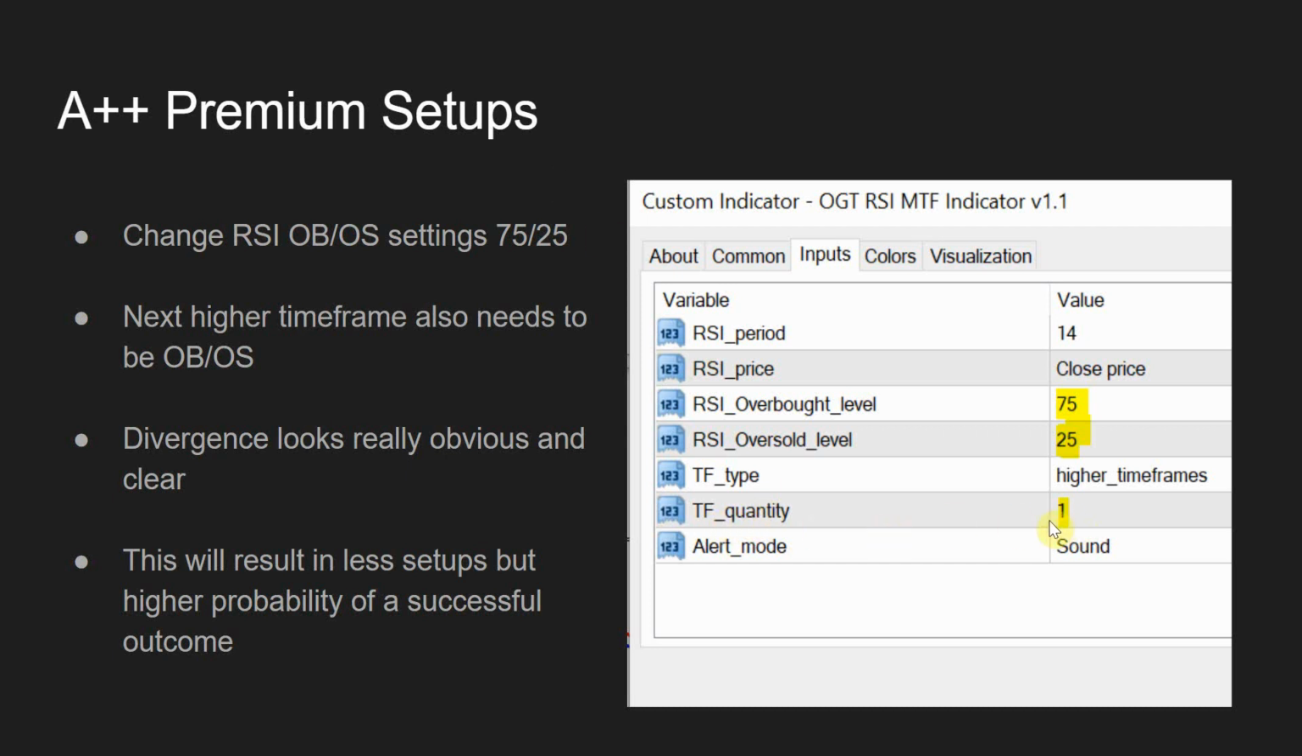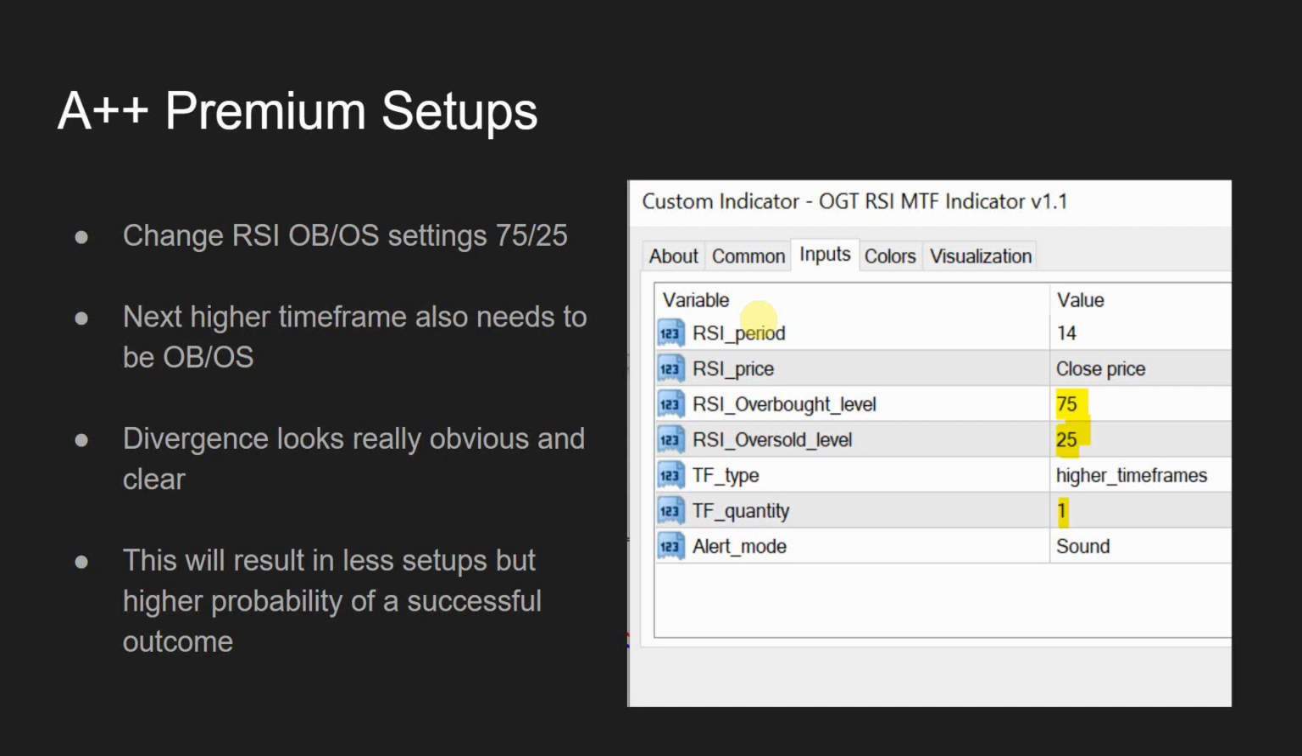The next thing we're going to do is add an additional layer by changing the time frame quantity to 1. What that does is it not only looks at the current chart, your trading chart, when the RSI gets to 75 or 25, it also needs to be the same situation one time frame above. To put things in perspective, if you're trading the 5-minute chart with 75 and 25 on the RSI, you will only get a signal when the RSI on the 5-minute chart is at 75 or 25, and the 15-minute chart is also in overbought or oversold territory at 75/25.